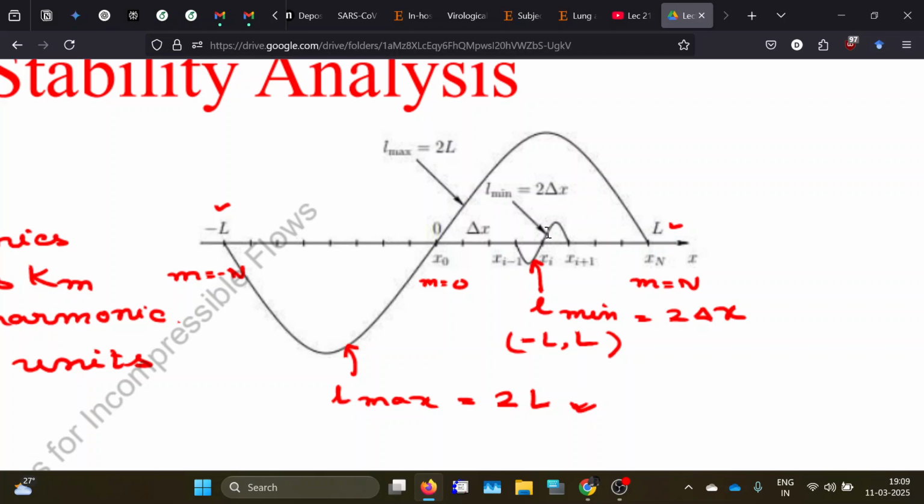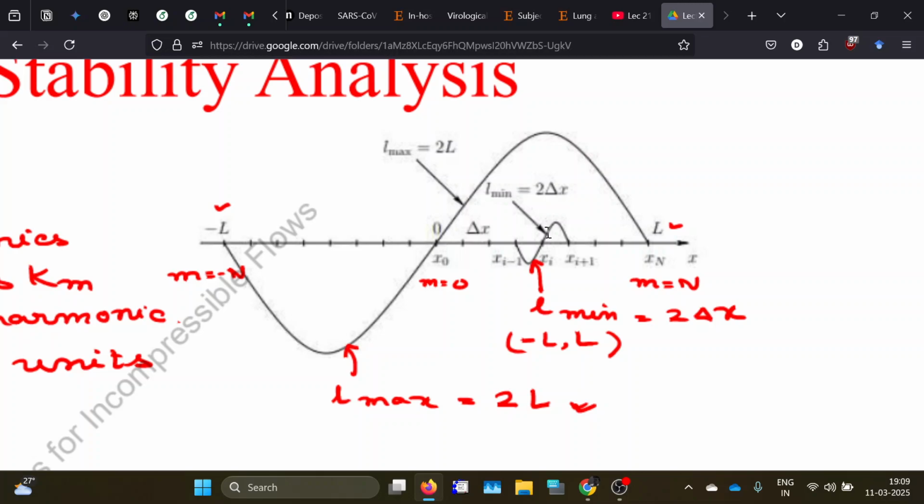But from where did these things come, like this delta x we have taken? What is this delta x? Let me explain. When I am writing this from minus L to L, it is the actual domain where we have calculated the solution, and at each node, this is the error.